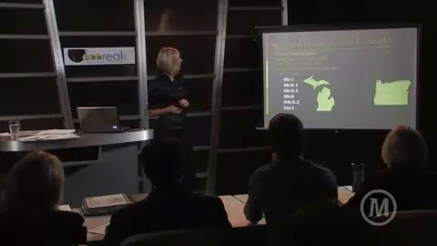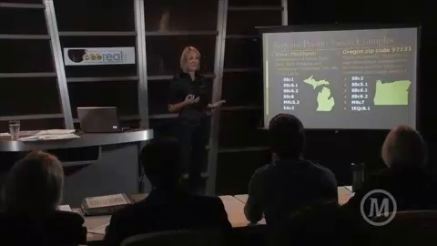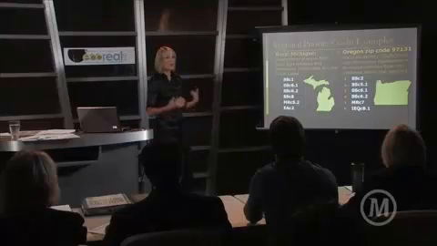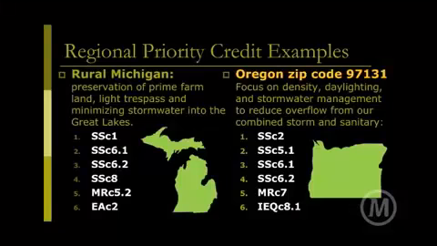All right, a couple examples of how this can vary and why this is important. So if you look at rural Michigan, there are some similarities and some contrasts to what's important in Oregon. So for example, zip code 97131, kind of northeast. So rural Michigan, what was important to them was preservation of prime farmland, a commodity to them. Light trespass, so this has to do with light that trespasses beyond your site.